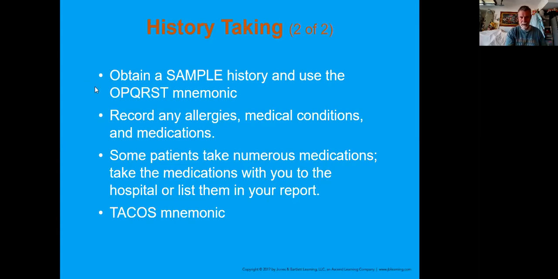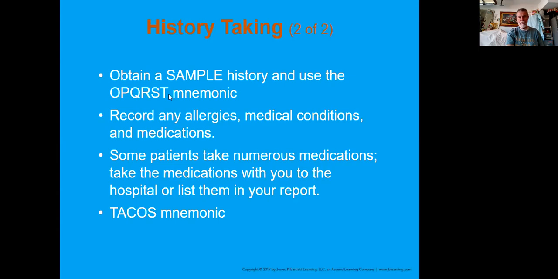How long has it gone on? Is there anything that makes it better or worse? There are so many different ways to describe pain, right? So the quality, is it stabbing? Is it tearing, right? Is it a muscle ache? Is it a cramp, right? All of those are important questions to put together.